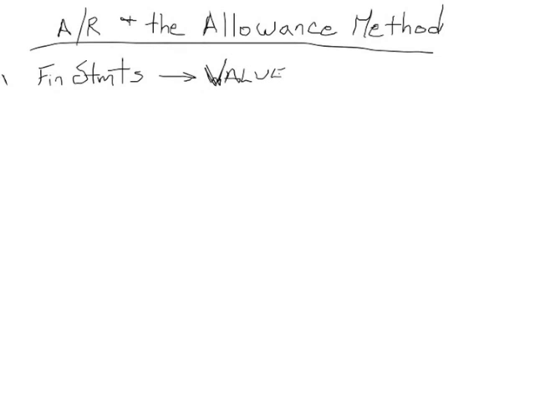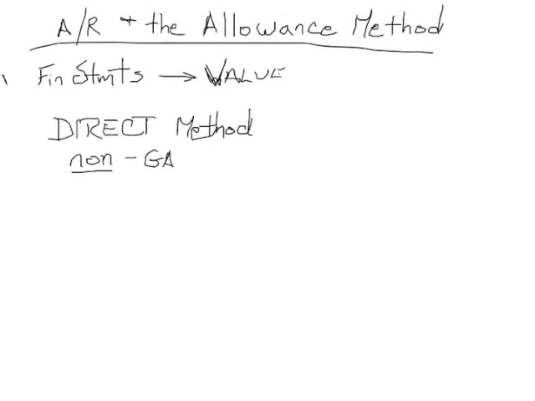First of all, there is something called the direct method. The direct method, however, is non-GAAP. It does not comply with GAAP. A lot of very small non-public companies might use this method. But here's how the direct method works.